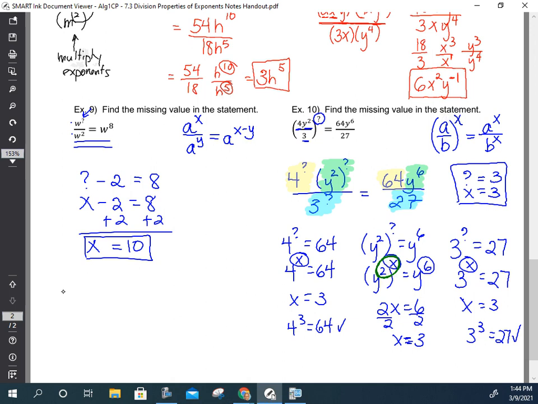So with that being said, that completes the notes page for 7.3, using the division properties of exponents. On our next class day, you'll be doing a review of all of the properties of exponents, the multiplication properties and the division properties.